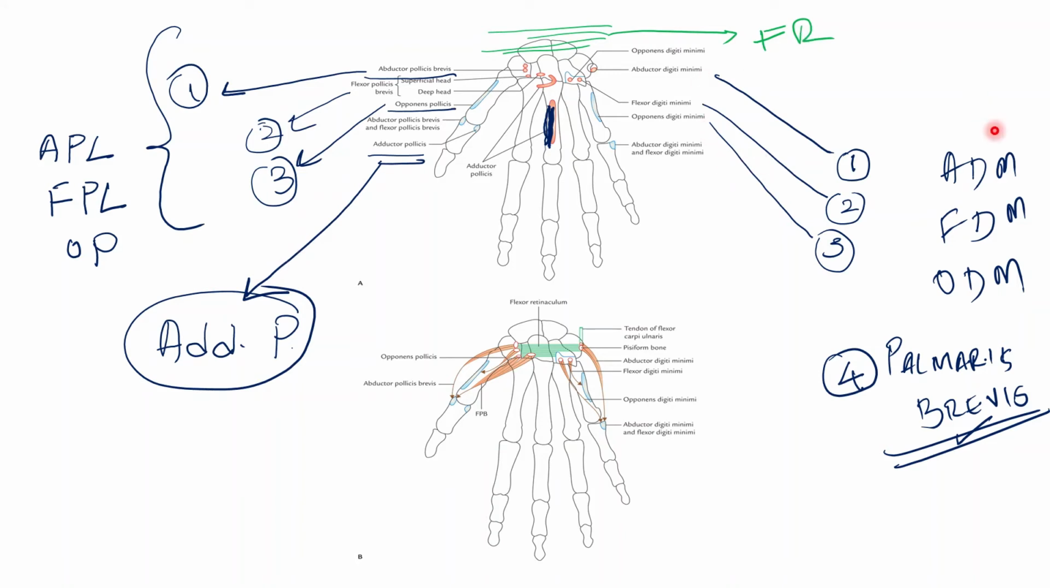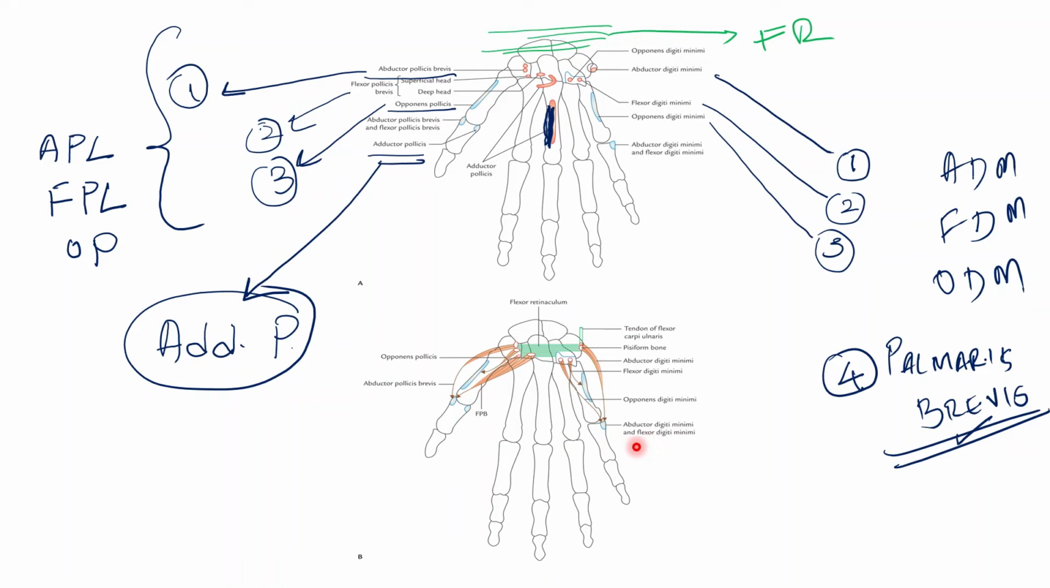Now moving on to the attachments of the hypothenar muscles. The first hypothenar muscle, the abductor digiti minimi, takes its attachment from the pisiform bone and the flexor retinaculum. The pisiform bone along with the flexor retinaculum gives origin to the fibers of abductor digiti minimi. The insertion of abductor digiti minimi is onto the ulnar side of the base of the proximal phalanx of the little finger.